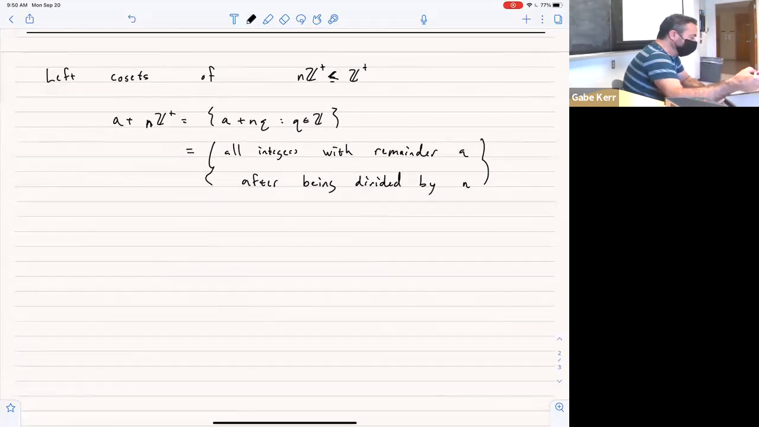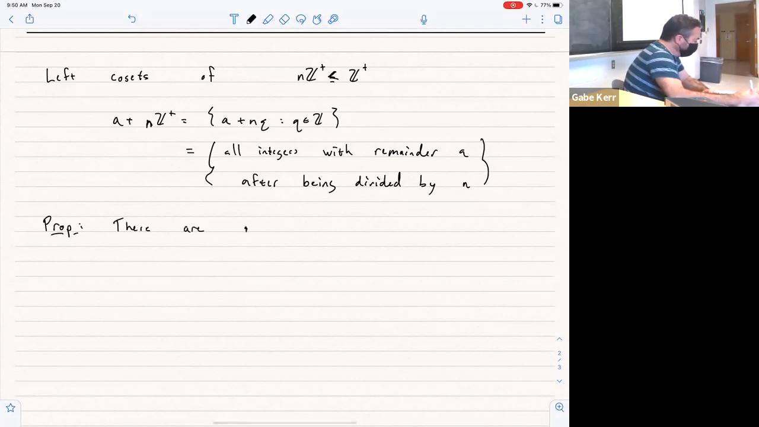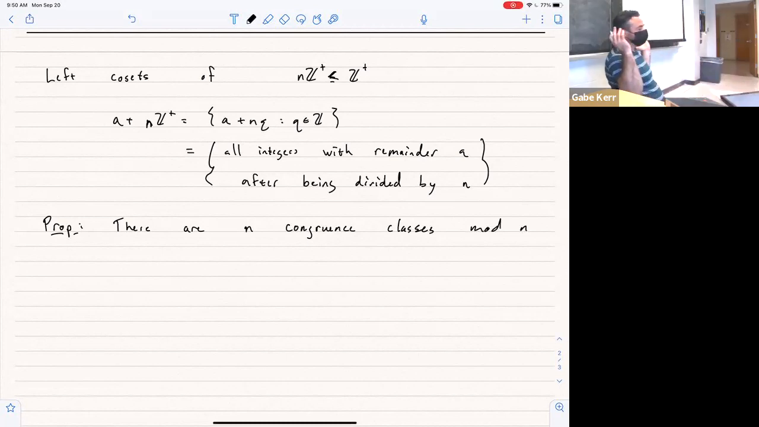Okay. It turns out that by hand we can define the quotient group in this case. Maybe before we define the quotient group, let's see what this is as a set, and let's make the proposition. This is in Artin. There are n congruence classes mod n. Mod n is the equivalence relation giving us this partition, and to be a congruence class is to be one of these left cosets.